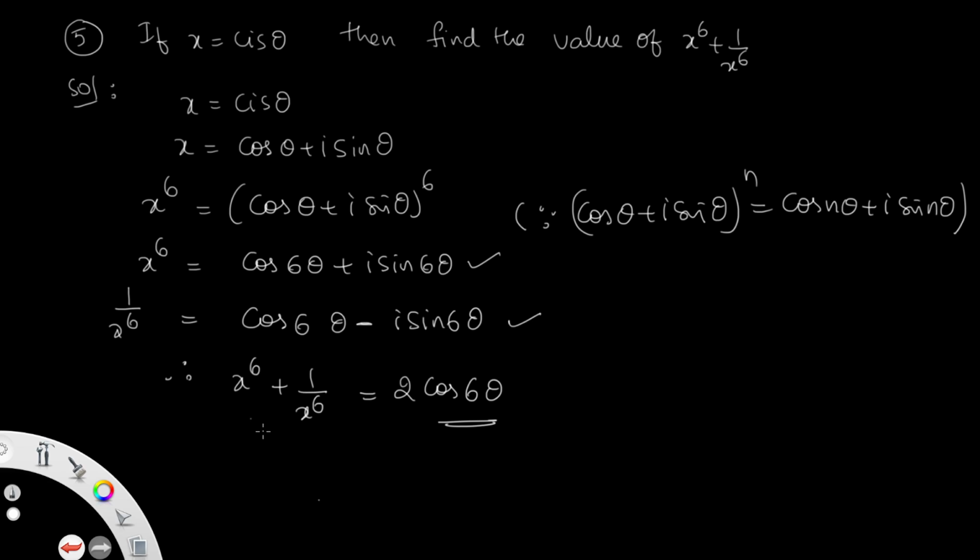Question number 6. Simplify (cos α + i sin α)⁴ divided by (sin β + i cos β)⁸. All those in the same way. So just given x equals cis θ, expanded form to the power of 6, De Moivre's formula, and 1/x⁶ we can write by rationalizing, difference by conjugate, plus and minus, then adding both terms you get 2 cos 6θ. That's all.